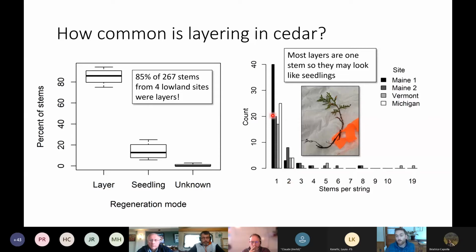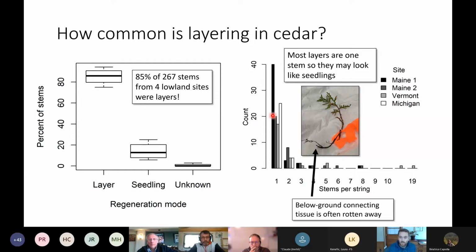And so what we find is most of the layers out there actually look like seedlings. They're just one individual stem. Even if you pull them out of the ground, they apparently still look like a seedling to our eyes. But when we look in the laboratory, we find that all of that material below ground, other than the adventitious roots, is old stem material, suggesting it originated above ground at some point. And then the below ground connecting tissue, whether it connected out to a bunch of other layers or out to a branch at some point, has often rotted away, and we can see evidence of that at the bottom.